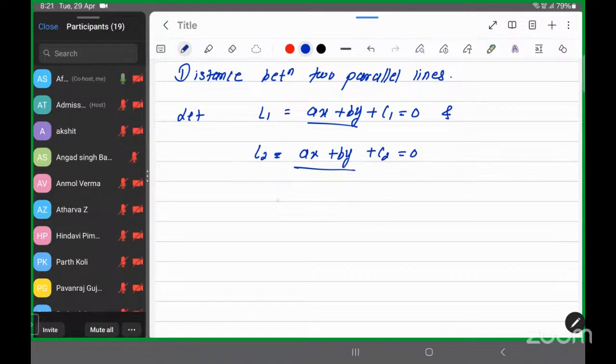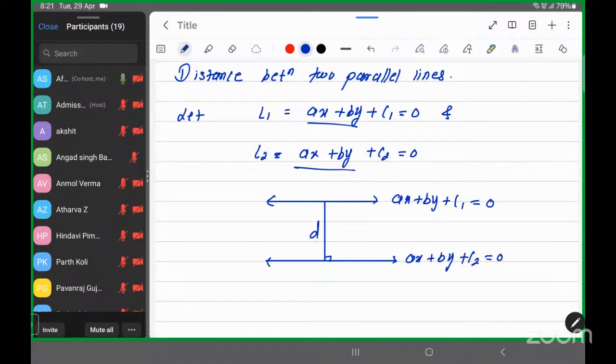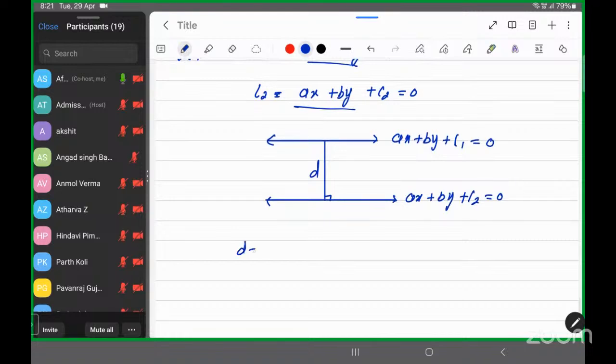If these are the parallel lines and I want to find the distance between them, this is one line and the other line is like that, and we are going to find the perpendicular distance between these two lines. This line is Ax + By + C1 = 0 and this line is Ax + By + C2 = 0, and this is the d. Then d is equal to mod of C1 minus C2 upon root of A square plus B square. This is the distance between two lines.